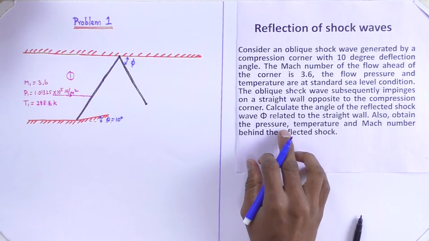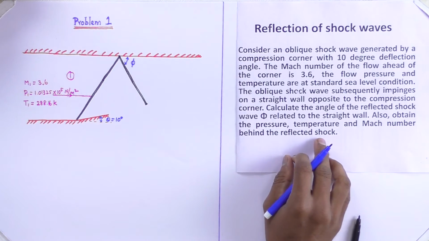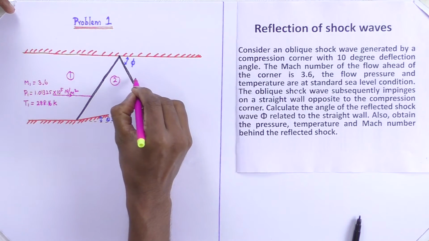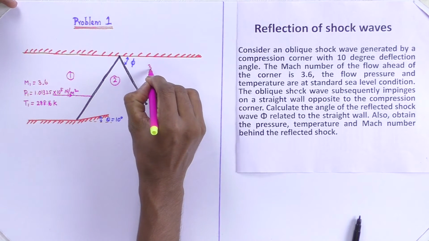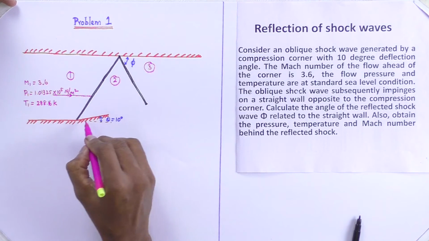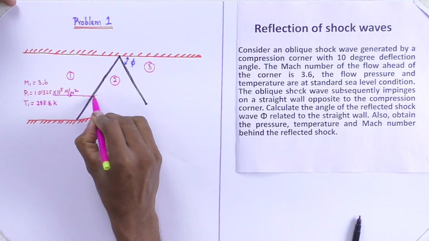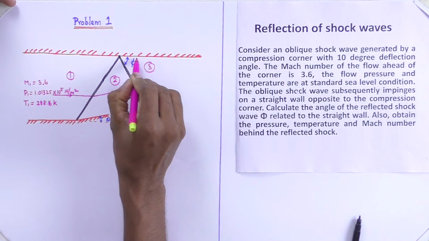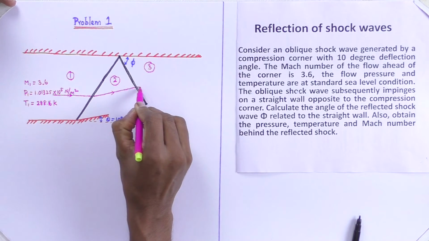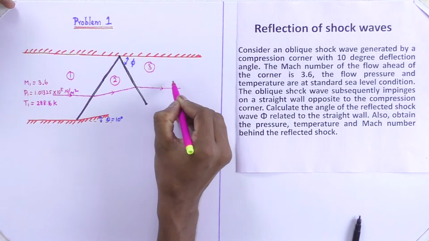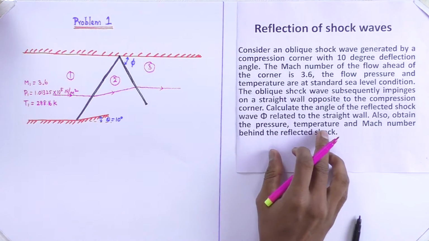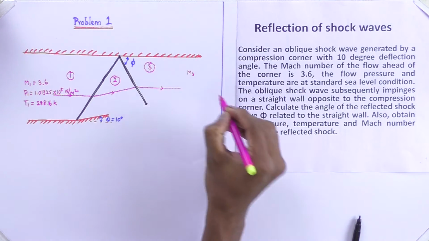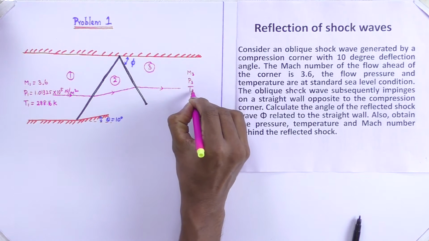Also obtain the pressure, temperature and Mach number behind the reflected shock wave. Let's say this region is region 2 and the downstream region of this reflected shock wave is region 3. At region 3 the flow direction will be parallel to this straight wall. So here we need to calculate the pressure, temperature and Mach number: M3, P3 and T3.